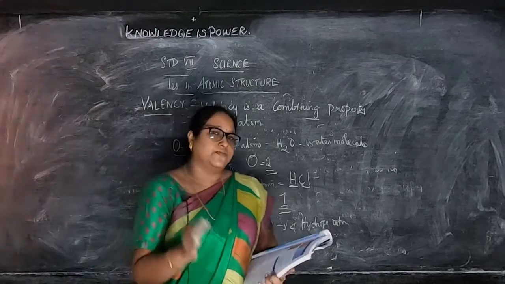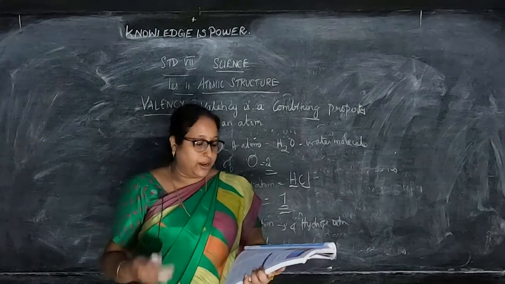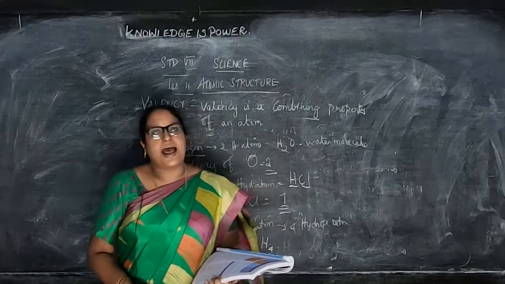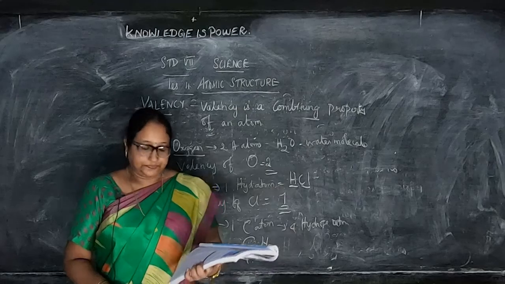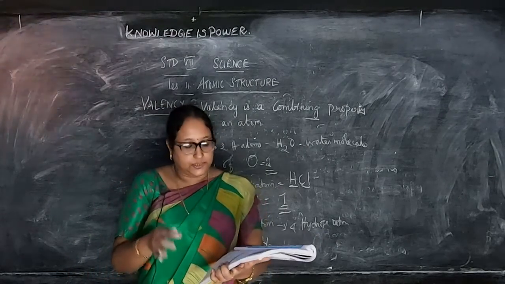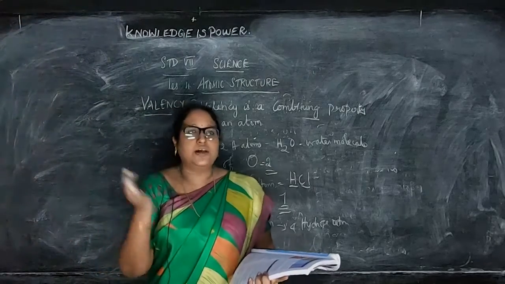Now atoms of different elements combine with each other to form molecules. What happens? Atoms of different elements combine with each other. So they combine to form molecules. Now valency determines the number of atoms of an element that combine with an atom of another type. It can combine with the same atom or the atom of another.